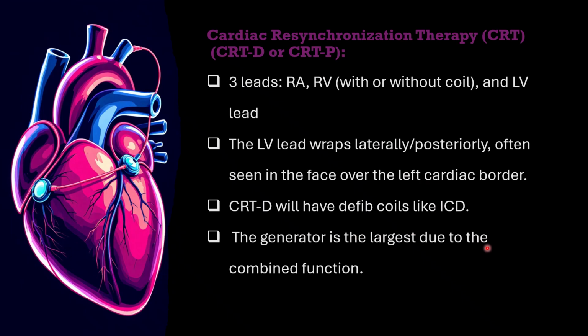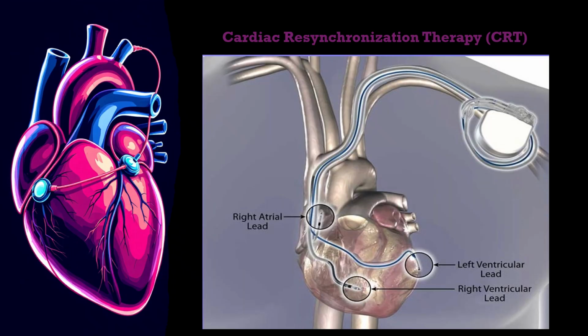The generator is largest due to combined function. And if we see this diagram for the CRT, these are the chambers, and the right atrial leads, right ventricular leads, and left ventricular leads. Three leads are present with coils, so we will name it with coils. So the CRT will have defibrillator function. We will name it CRT-D.